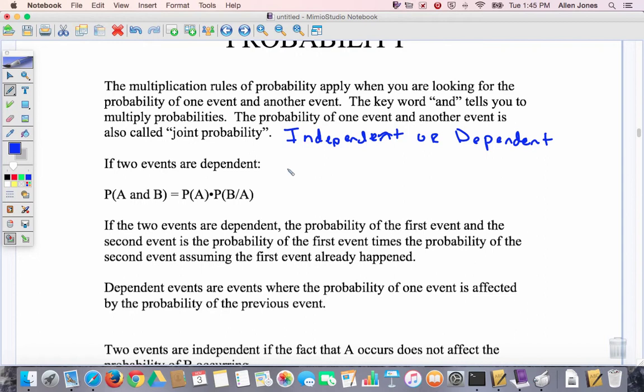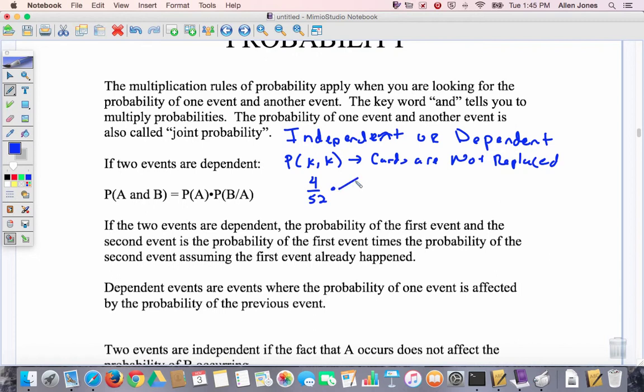Let's say I'm going to pull 2 cards out of a deck of cards, and I want to find the probability of the first one being a king and the second one being a king. If those events are dependent, that means the cards are not replaced after each draw. So the probability of getting a king the first time is 4 out of 52. There's 4 kings in a deck of cards, 52 total cards.